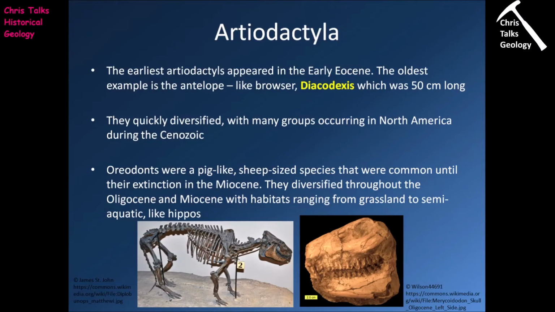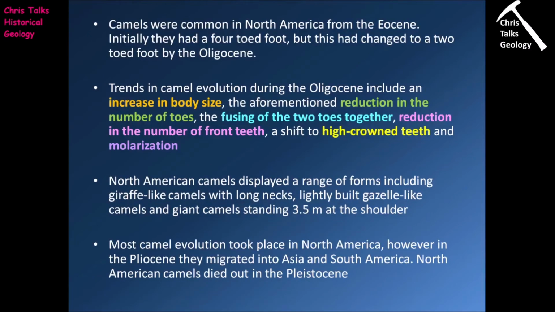Now, we can tell that most of them were grazers because when we look at the skulls, we can see they have high crown cement covered teeth, which of course you want if you're a grazer. The next group we're going to look at are the camels.